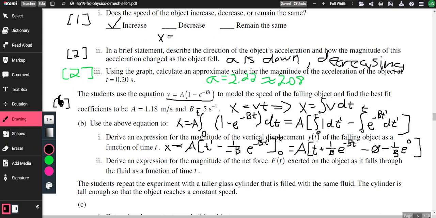So that's going to become x a times t plus 1 over b e to the negative b t, and then e to the 0 is going to simplify down to 1. So that'd be minus 1. But I still have the negative b there.